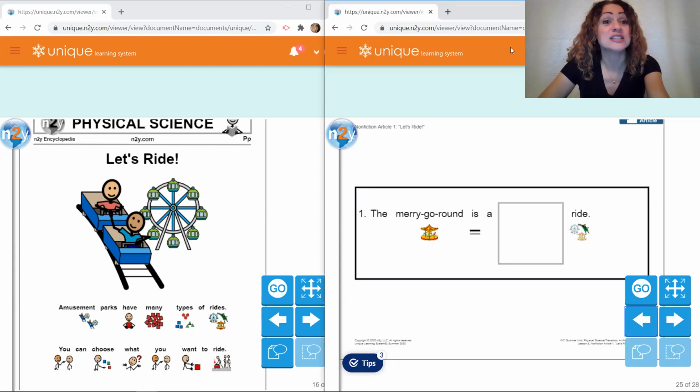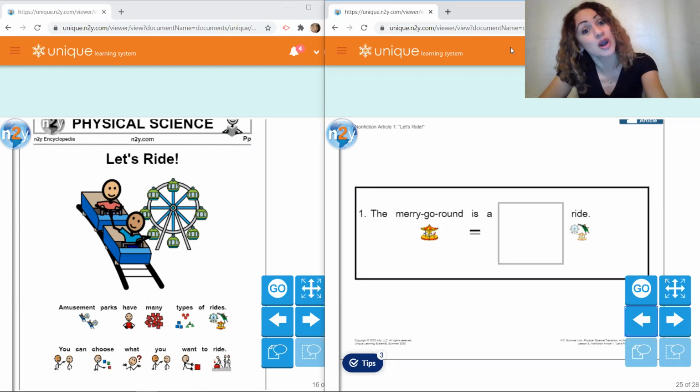Today, we will go over Summer ULS lesson number 5. In this lesson, we get to read about the different rides we can find at the amusement park. Do you like rides? I do. I like fast ones. Before we get started, I'm going to take 1 minute and invite our Spanish-speaking friends.